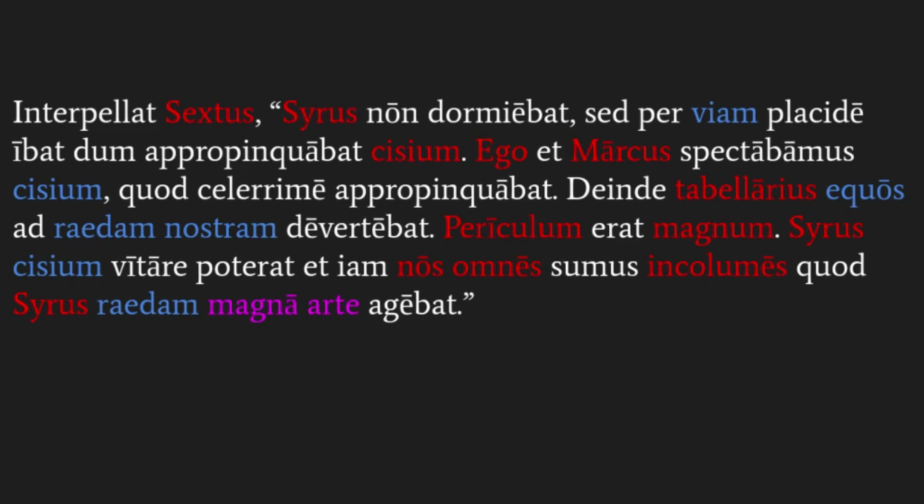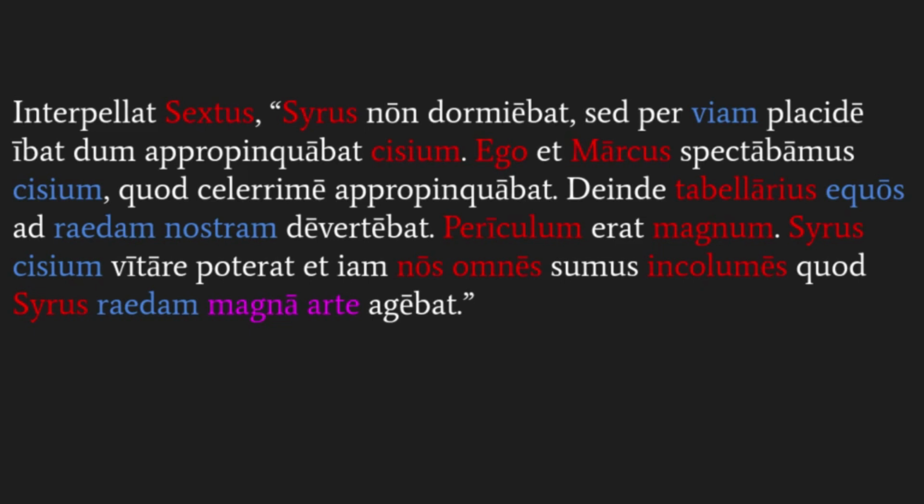Deinde tabellarius equos ad raedam nostram devertebat. So deinde means then or next. The tabellarius, the courier, right? The person carrying letters. The courier, devertebat, he was turning. Right? What was he turning? The equos, the horses. So he was, then the courier was turning the horses ad raedam nostram, towards our carriage. So he's saying, we didn't do anything, right? Cyrus didn't do anything. The tabellarius is the one who turned the horses right towards us. Periculum erat magnum. There was a lot of danger, right? The danger was great, literally, is what this says. So you could almost say there was a great danger, meaning, it was dangerous what this guy was doing.